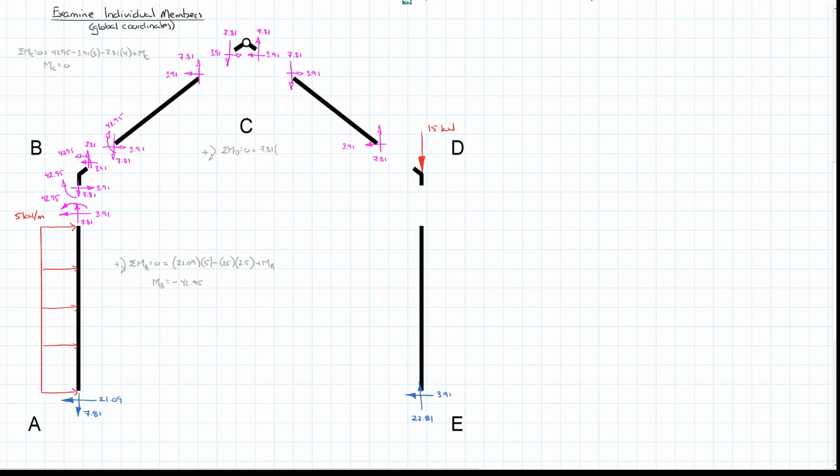So we have 7.81 times our perpendicular distance 4. That's going counterclockwise, so that's a negative. 3.91 is going the other way, so it's a positive 3.91 times 3. And all of that has to equal our moment at D, which allows us to resolve for our moment at D, which is equal to negative 19.55. So we can add that onto our diagram.